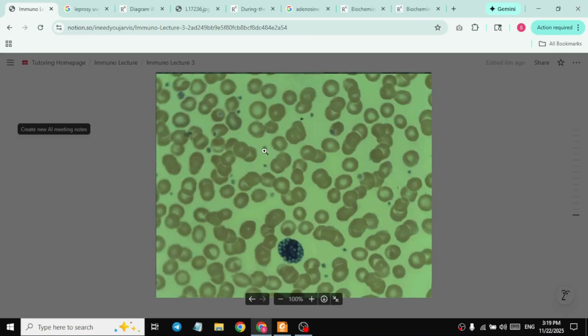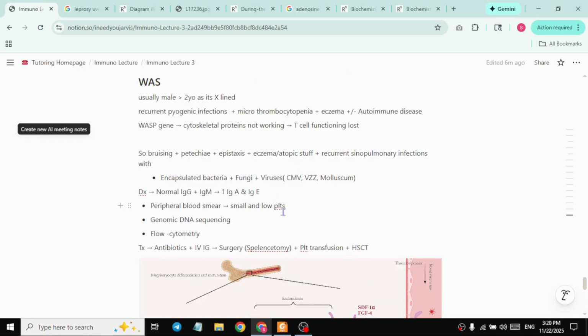And this is another presentation. You see platelets, right? These are the small platelets that are being seen here. These are very few in number, and they're not actually working that well. And I'm pretty sure this is some sort of giant megakaryocyte. You're not supposed to be seeing this. Okay, so how do you diagnose this? Peripheral blood smear, you're going to see small and low number of platelets. To confirm, you can do genomic testing or flow cytometry.